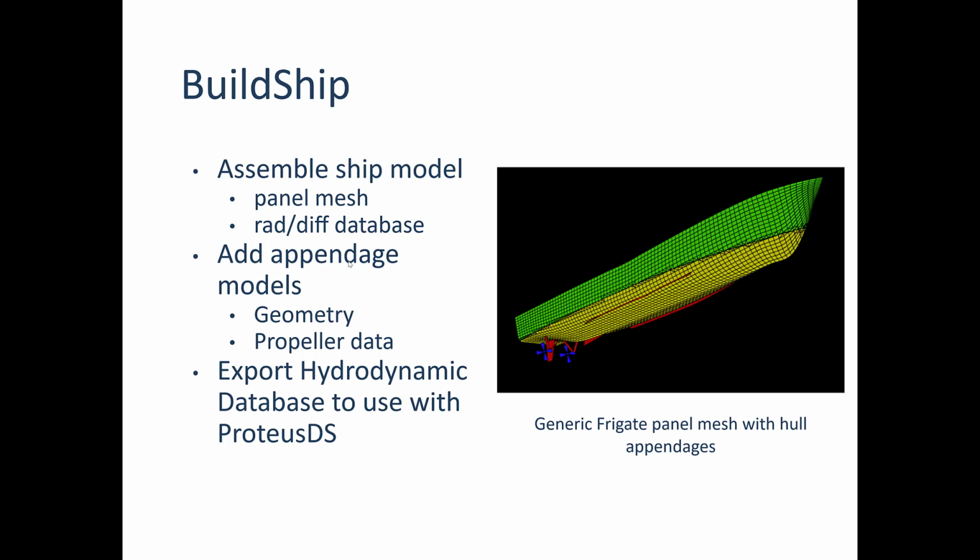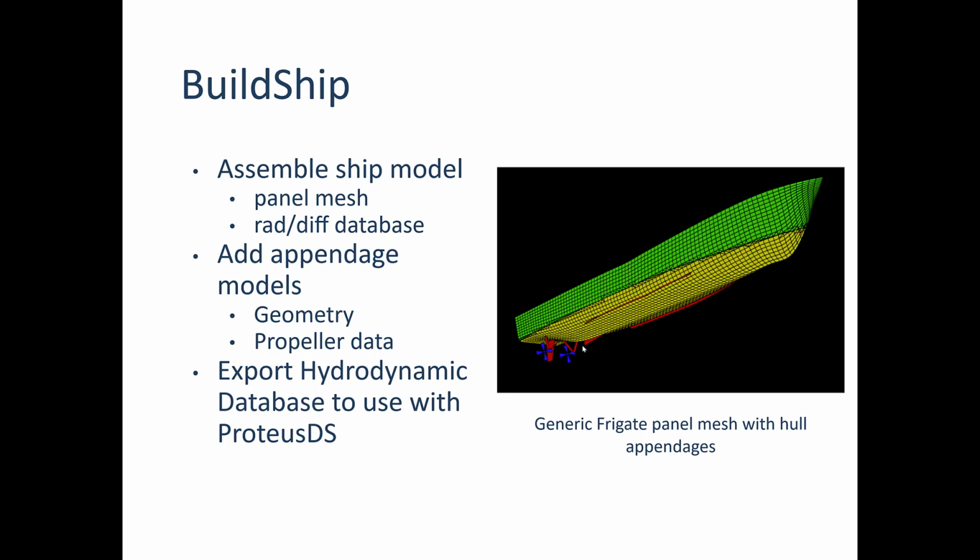The next application is build ship. And this is where we assemble the final complete ship model. So we include the panel mesh set up previously, as well as the database of radiation and diffraction values. And this is where we start adding appendage models to the hull as well. So it's technically part of ship design because you can change these bilge keels and then evaluate ship motion again. But we're not necessarily doing any pre-processing when we add the bilge keels and skegs and things like that.